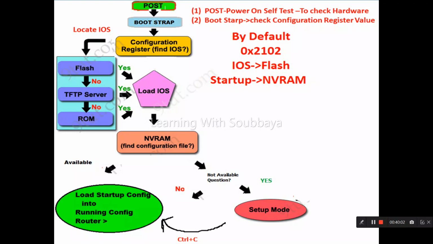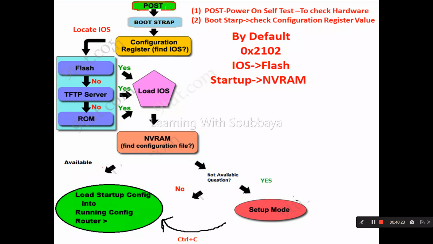Okay, next activity. Bootstrap checks the configuration register value. That is for locating the IOS and loading the IOS, right? When I locate and load the IOS, three options are available. One option, by default, is the flash memory.